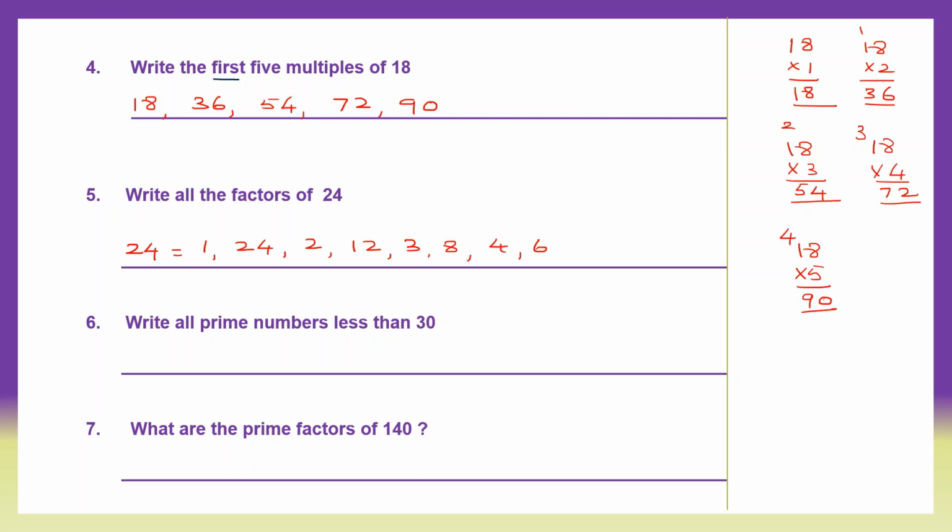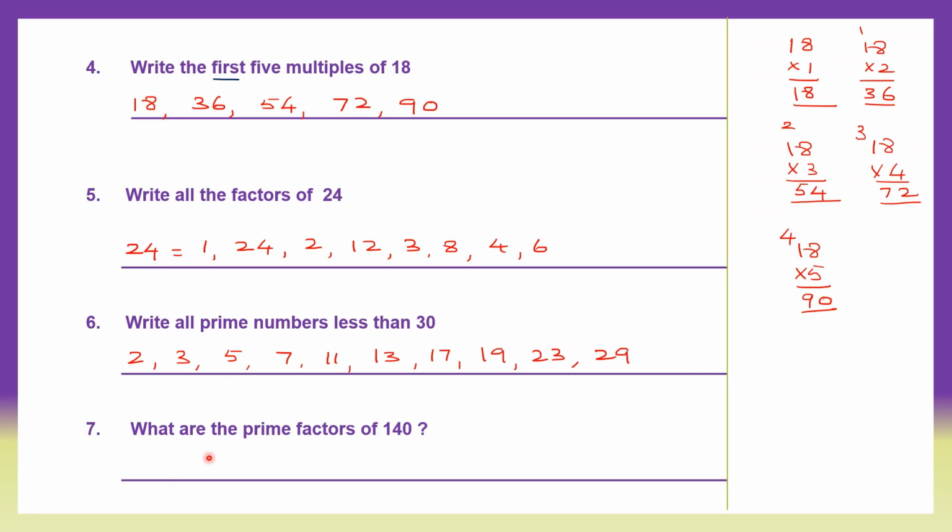Question 6. Write all prime numbers less than 30. Okay, so let's try and write all prime numbers less than 30, starting with 2, 2, 3, 5, 7, 11, 13, 17, 19, 23 and 29. So these are all the prime numbers less than 30.